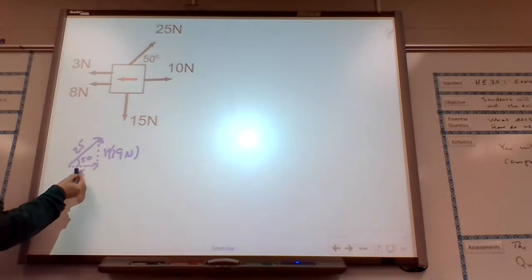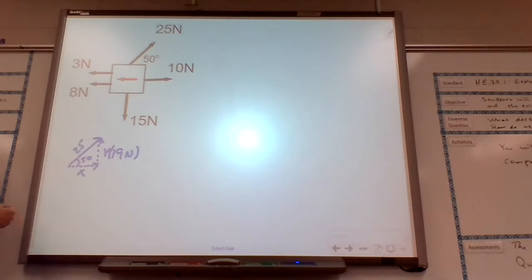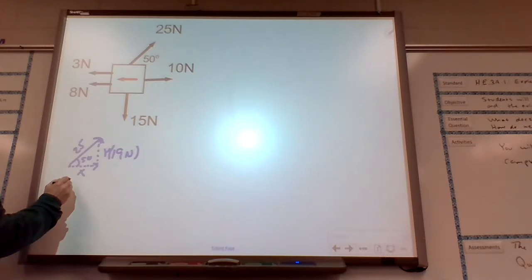The x is my adjacent side. Again, adjacent is the one that's actually part of that angle. So it's cosine to find x. So cosine 50 times 25. Cosine 50 times 25 is 16.